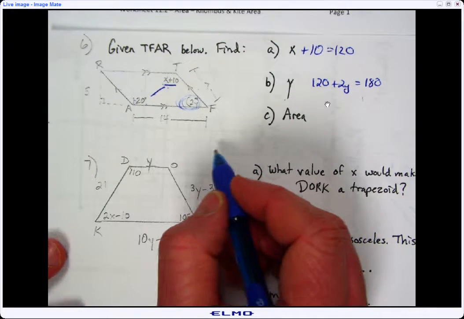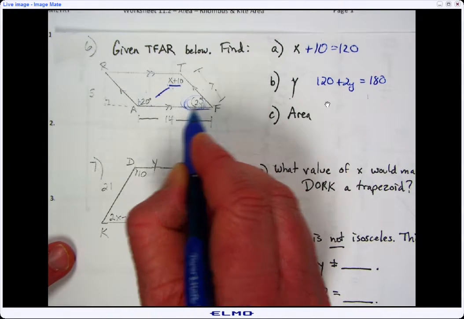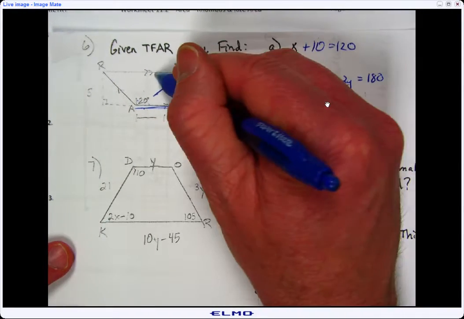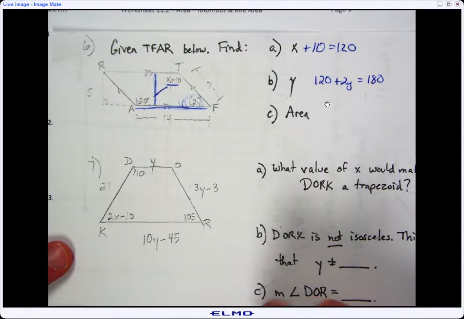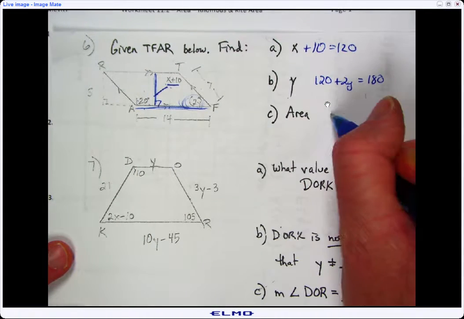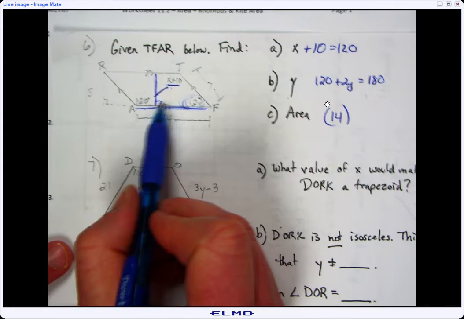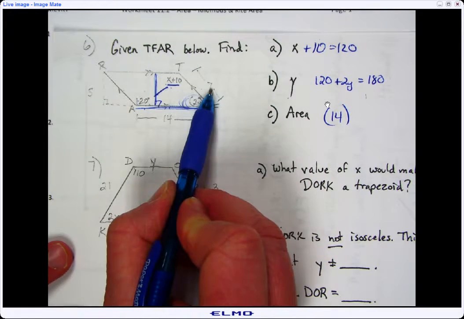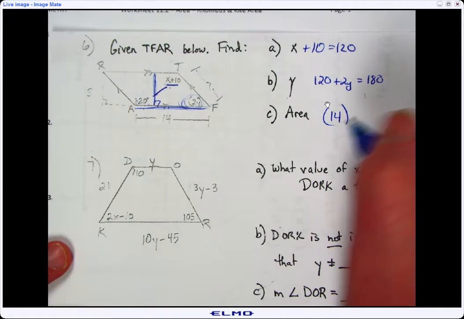Area, base times height. I like to draw it like that at a right angle. I know the base is 14. The height is not 7. The height is 5. Height's at a right angle. You always got to look for that right angle.